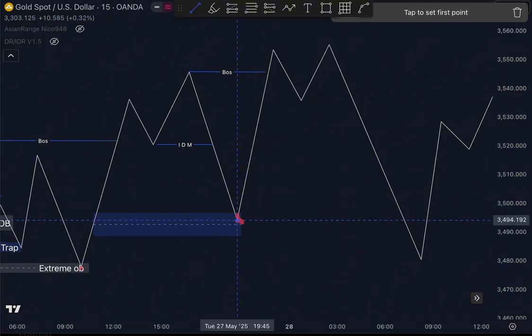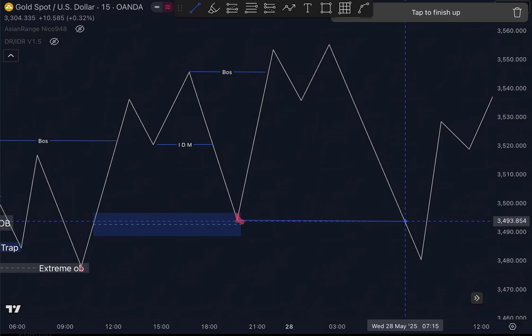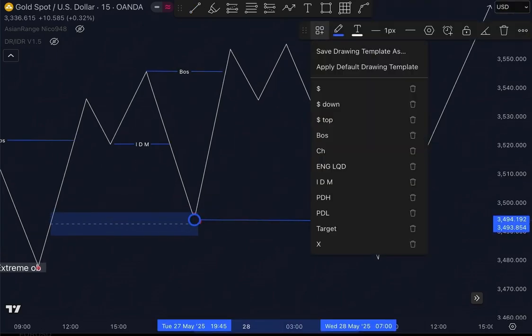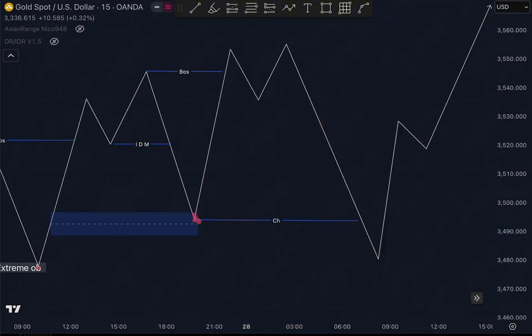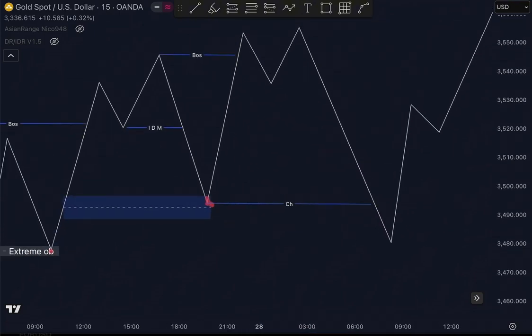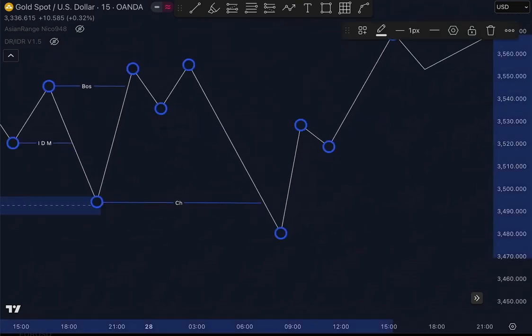then that is what we call a change of character. You see people writing CHoCH, which is your CHoCH. I labeled it as CH. This is your change of character. Any strong point that has been broken by a closed candle is a CHoCH, a change of character. Change of character means that the market wants to change direction.